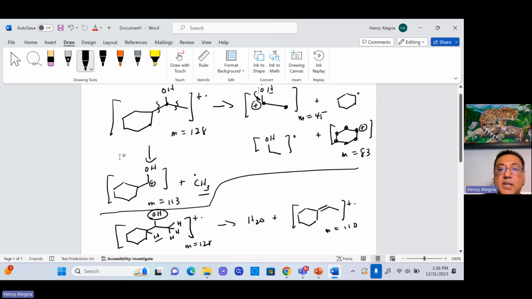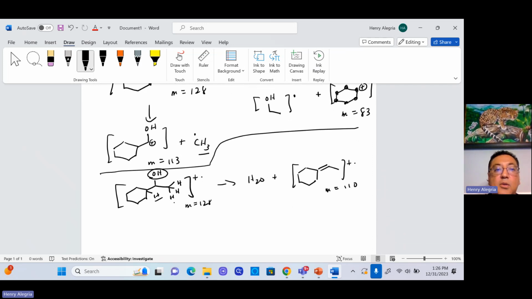That'll be the same for all dehydration. There's also the possibility, of course, that I lose one of these hydrogens, in which case, along with the molecule of water, I'll end up getting this as my carbocation, mass of 110. Can we decide which of those two is more likely? Yes, you can. Before I tell you, pause it here and think of how you'd be able to predict which of those two dehydration products is most likely based on what you already know from organic chemistry. Pause here.